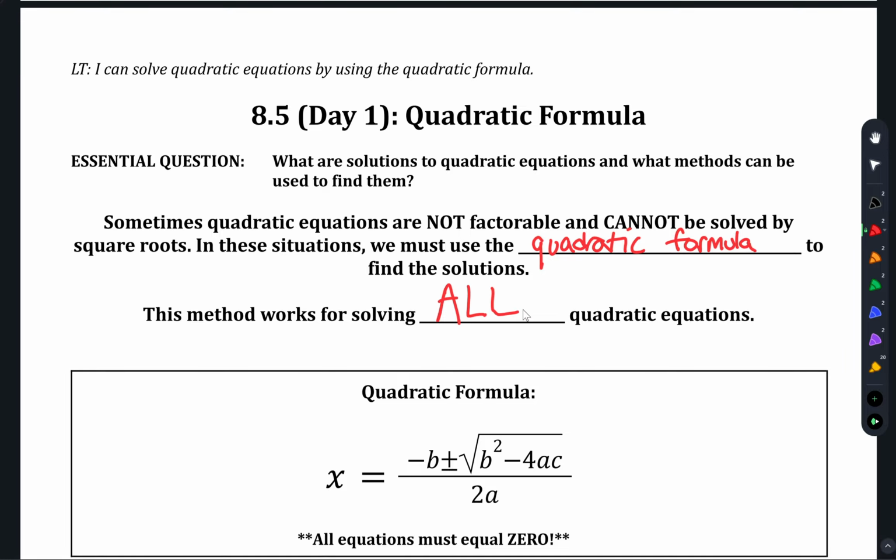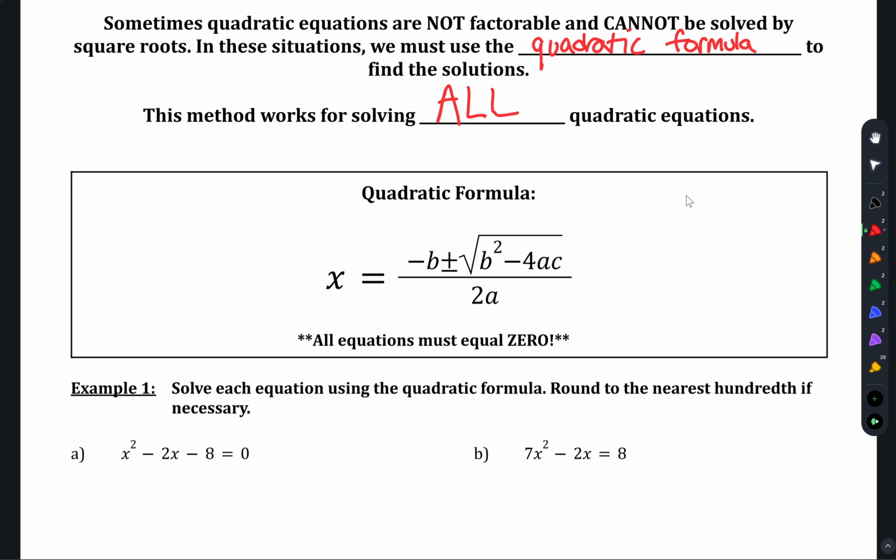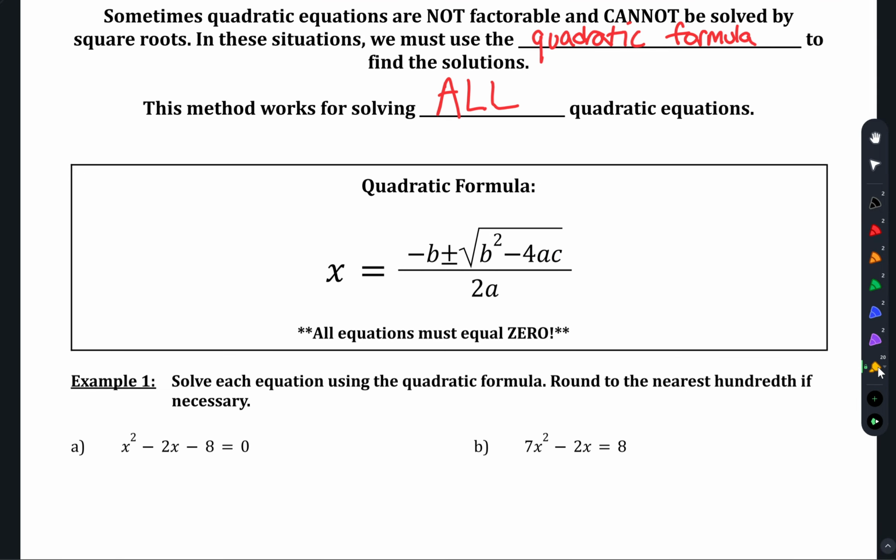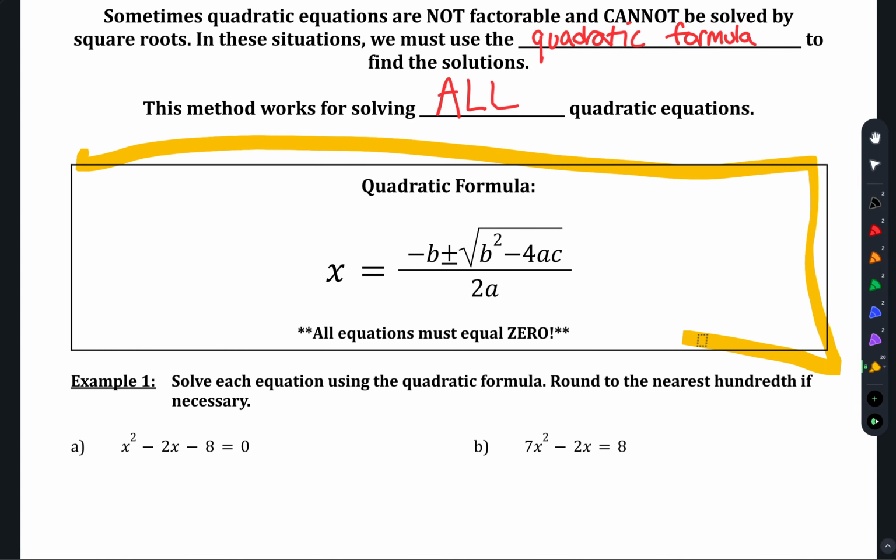always use it. However, it is kind of like a long process to do, so we don't always like to do it. That's why I taught you square roots. That's why I taught you factoring, because it's not always the most efficient. The quadratic formula is right here in this box. This is something you are expected to have memorized.